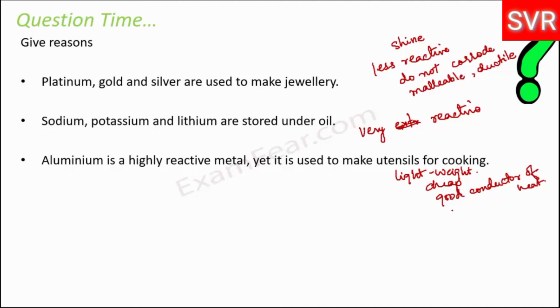Besides all of these, once aluminium forms a layer of Al2O3, that is aluminium oxide, it protects aluminium from any further corrosion. So it's not that it will corrode for an infinite period of time. One layer of aluminium oxide will prevent it from any further corrosion.